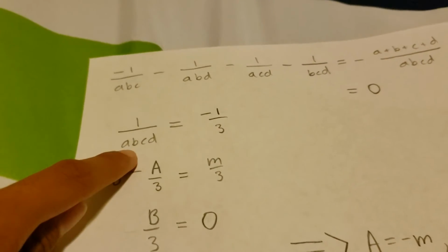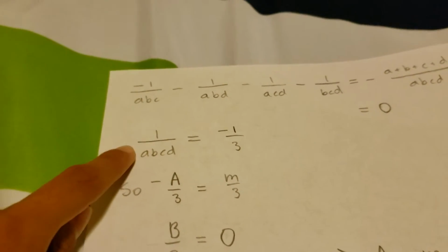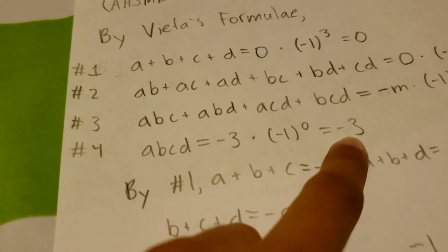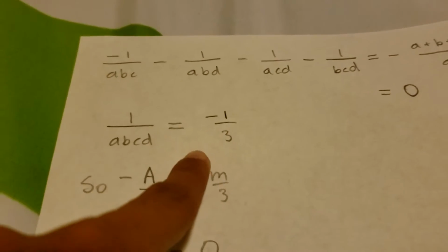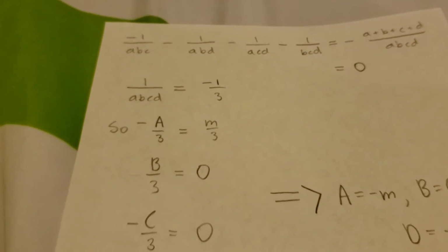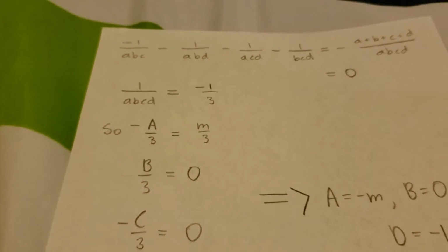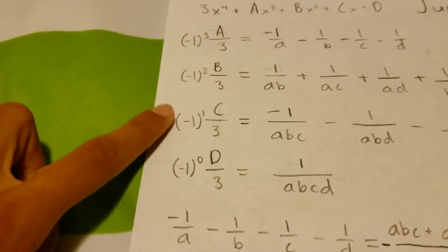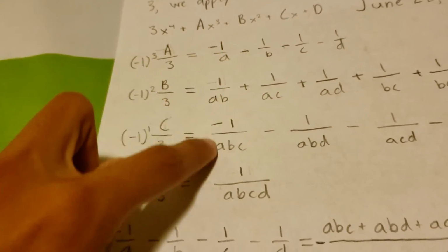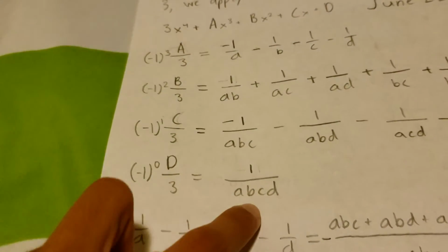And lastly, for our constant term, we just need 1 over ABCD. So what's 1 over ABCD? Well, remember, ABCD is just -3, like we did before. So 1 over ABCD is just 1 over -3, or -1/3, because we can move the negative to the numerator. Alright, so we already solved for all these expressions. Let's plug them back into the formulas we already had for our coefficients right over here, these 4 expressions we just found.